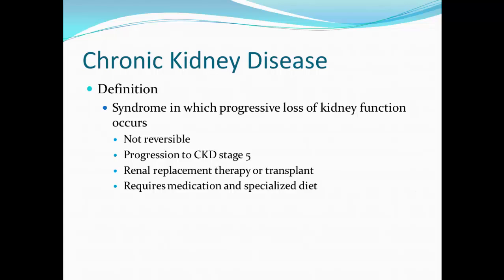First, we'll focus on chronic kidney disease. The definition of this disease is a syndrome in which progressive loss of kidney function occurs. It is not reversible. However, progression can be slowed with appropriate nutrition and medical interventions. It can progress from stage 1 all the way to stage 5, and stage 5 is referred to as the dialysis stage. This is when renal replacement therapy, also referred to as dialysis, or transplant must occur. Stage 1 through 4 are often referred to as the pre-dialysis stage. Every stage of chronic kidney disease requires medication and a specialized diet.